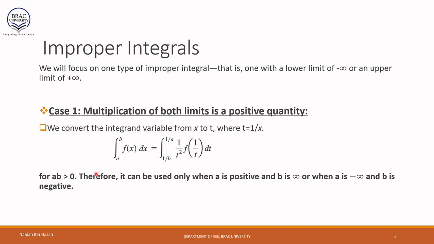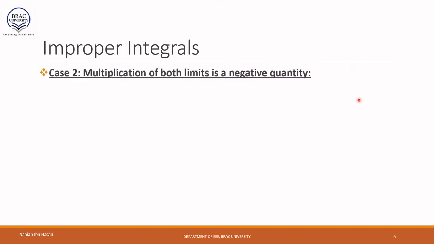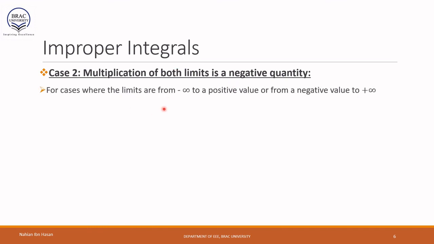Okay, so I think you get the gist of this first approach. Similarly, there is a second approach where if you multiply both of the limits, there will be a negative quantity. So this can happen only when one of the quantities is negative and another quantity is positive. Okay, so let's say the lower limit, that means a, is minus infinity. That means if b is positive, then the multiplication result of both of those limits would be a negative quantity. So in those cases we have to go for another approach.